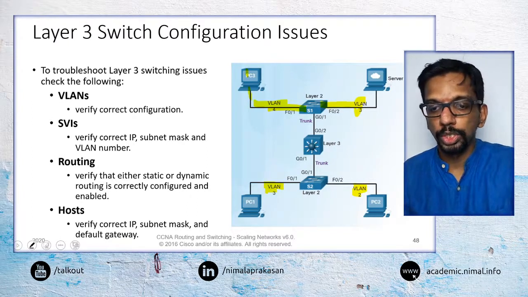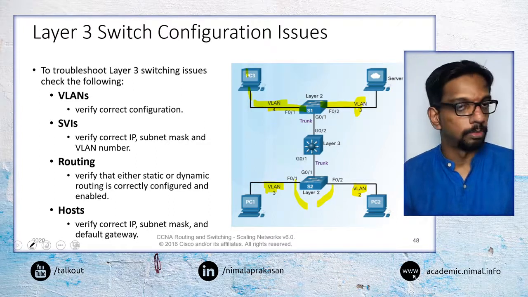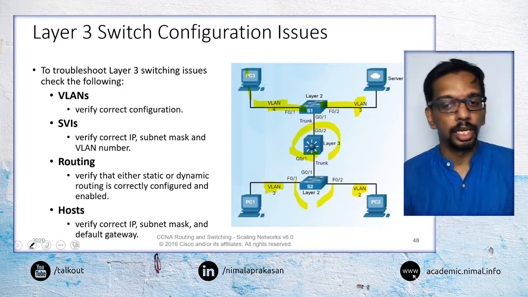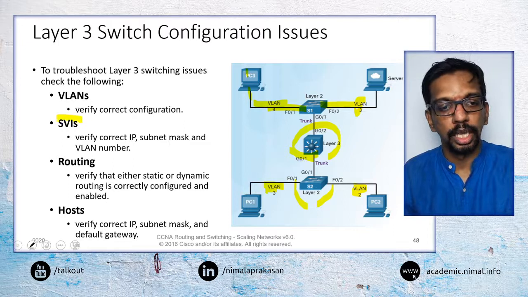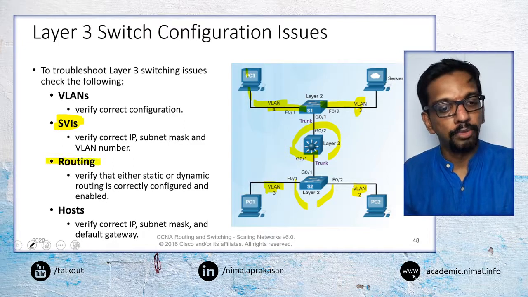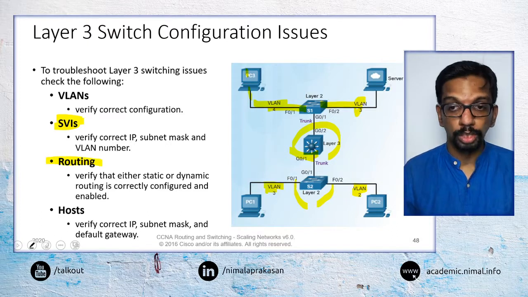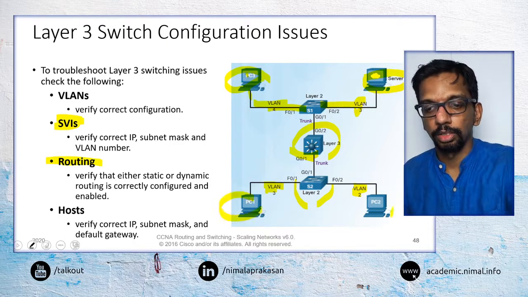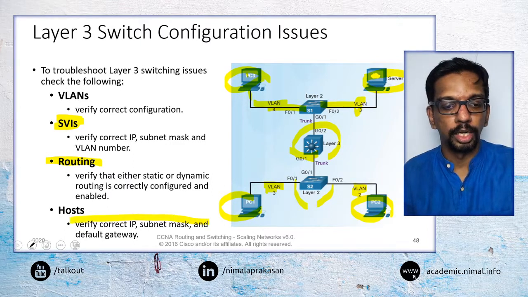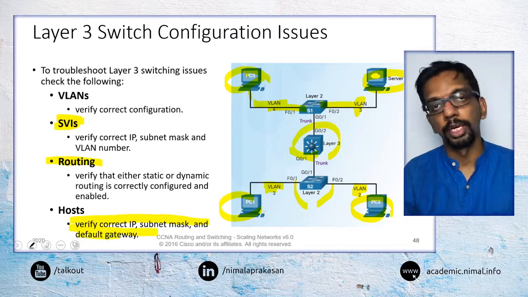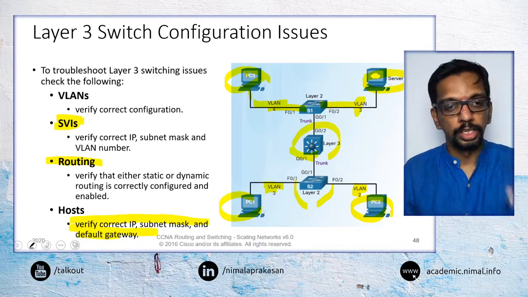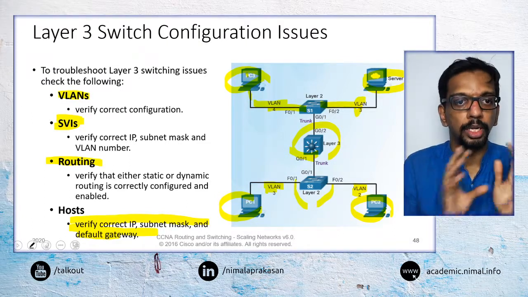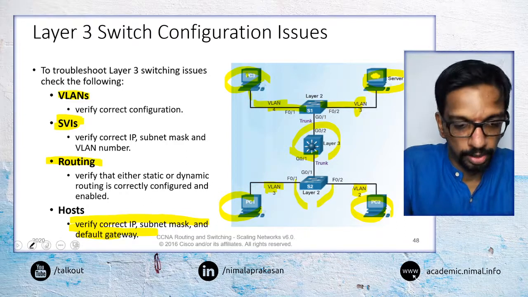Then if you want to do some form of layer 3 switching there, say this is the layer 3 switch, have we configured SVIs properly, and have we configured the necessary routing properly? Then at last, any hosts connecting to the overall network should be connected with the correct IP addresses, subnet mask and gateway. All these things have to be configured if you want to make sure everything works properly in a layer 3 switched environment.